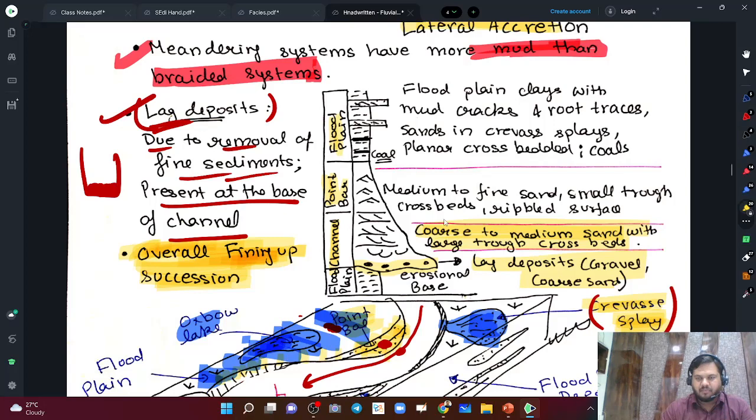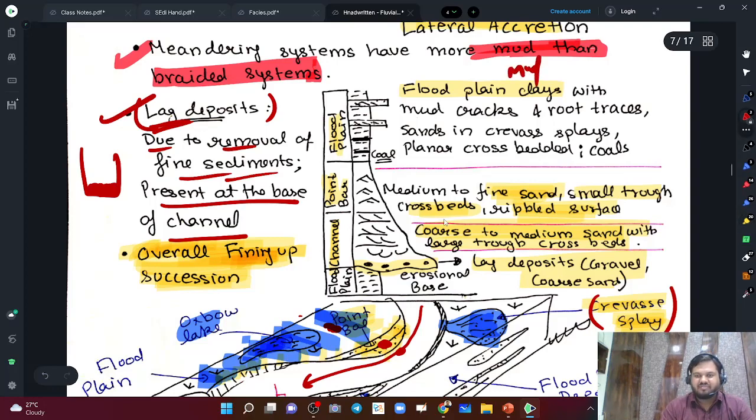As you move up, you will start getting small trough cross bed or simple rippled structures also, right? Planar cross beds you will start getting, and even the sand size will become finer, right? But still point bar has sand size only, right? That is one thing. And then you will get floodplain. Floodplain is nothing but it is mostly clay or mostly mud. You should better write it mud, right?